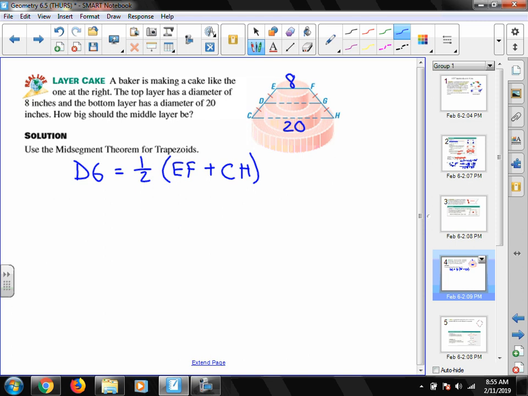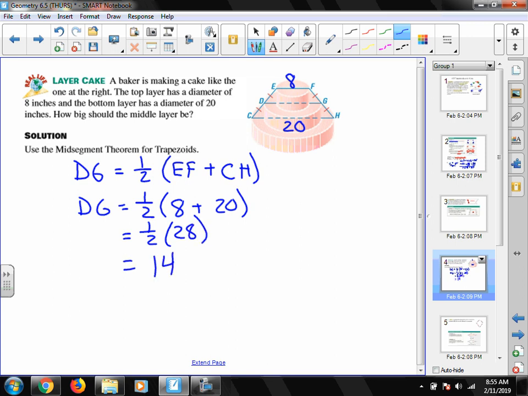Okay, I'm looking for DG, but I know that EF is 8, and I know that CH is 20. So DG is going to be 1/2 of 28. 1/2 of 28 is going to give me 14. So the middle layer should be 14 inches.